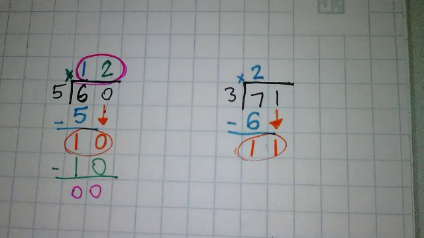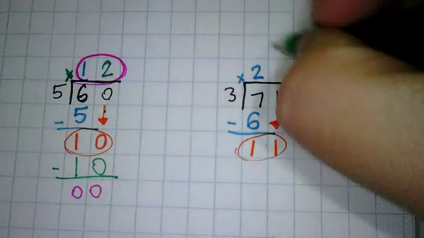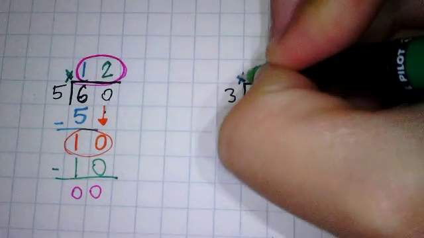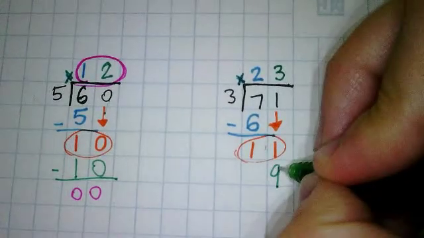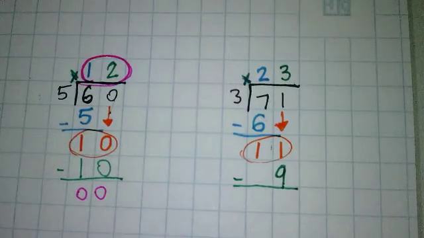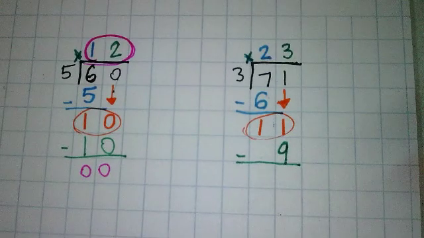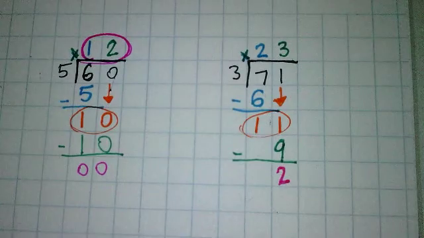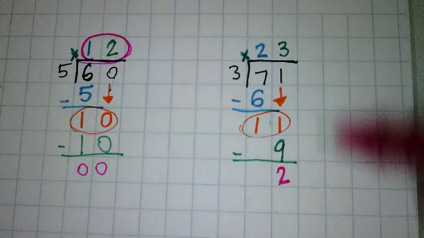Who thinks they know? Sebastian? He says 3 times. I would agree with that. What is 3 times 3, Sebastian? 9. So my 9 goes under my 11. And then I subtract. When I subtract, what do I get? I'm not going to get 0 this time. What am I going to get, Angelina? I get a 2.